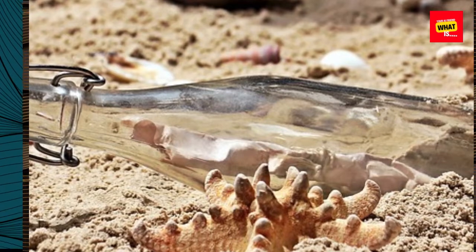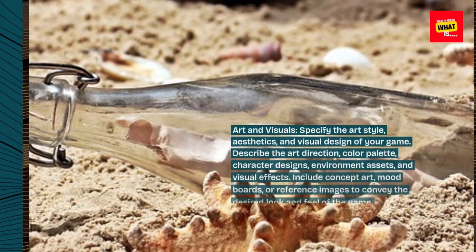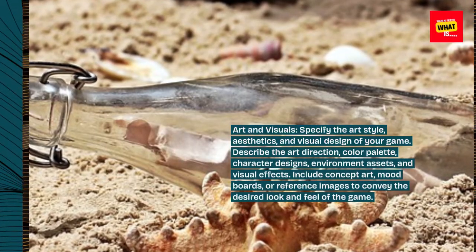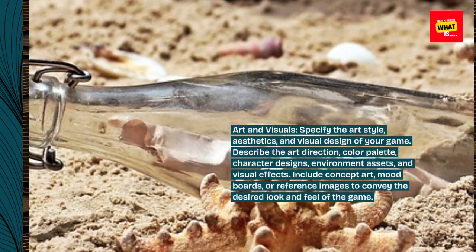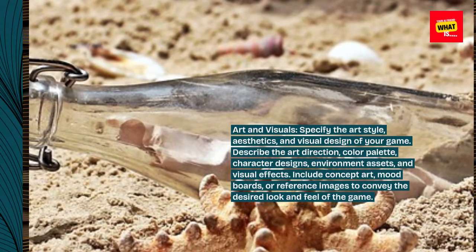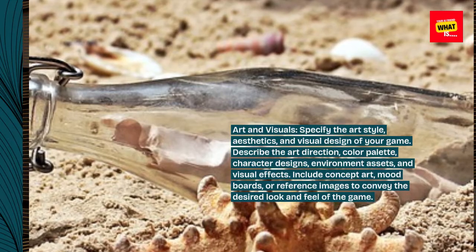Art and visuals. Specify the art style, aesthetics, and visual design of your game. Describe the art direction, color palette, character designs, environment assets, and visual effects. Include concept art, mood boards, or reference images to convey the desired look and feel of the game.